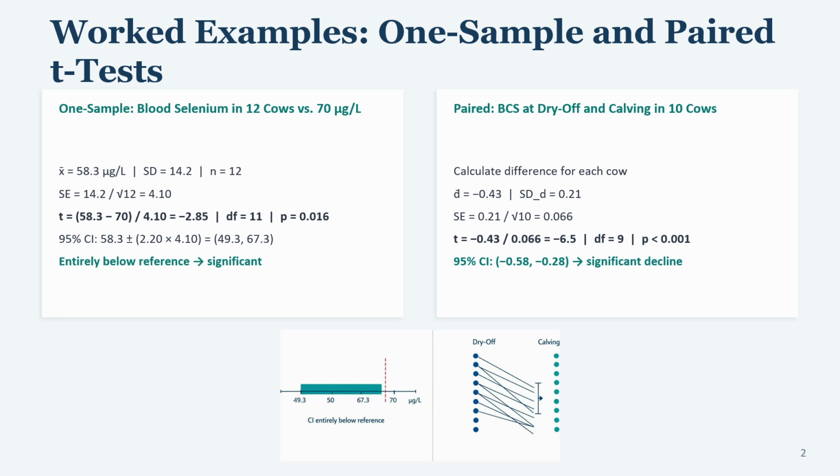The confidence interval runs from negative 0.58 to negative 2.8, entirely negative. Body condition score declines significantly from dry-off to calving. Notice how large the t-statistic is despite only 10 animals. That's the power of the paired design. Individual variation in baseline BCS has been completely canceled out.